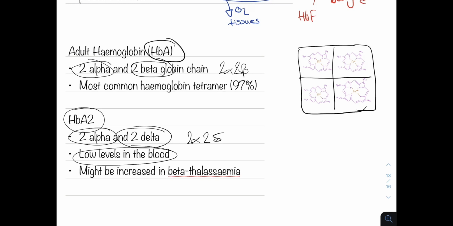However, it might increase with a condition known as beta thalassemia. This is a type of microcytic anemia. If you have no idea what this is, don't worry. We'll cover this in detail in the anemia series.